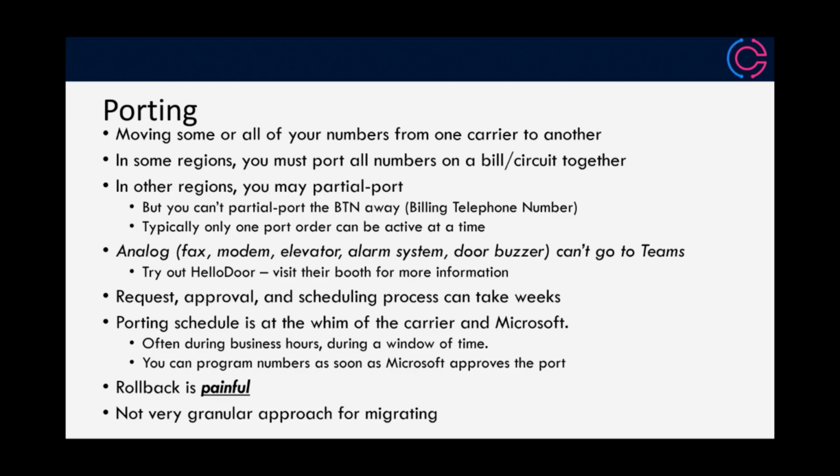And typically you can only have one port order active at a time. That becomes a problem when we're doing partial ports, when we have analog devices that we want to port away from a PRI so that we can port some of the other numbers to, say, a SIP trunk. Analog devices are your fax, your modem, your elevator safety phone, an alarm system, or a door buzzer.